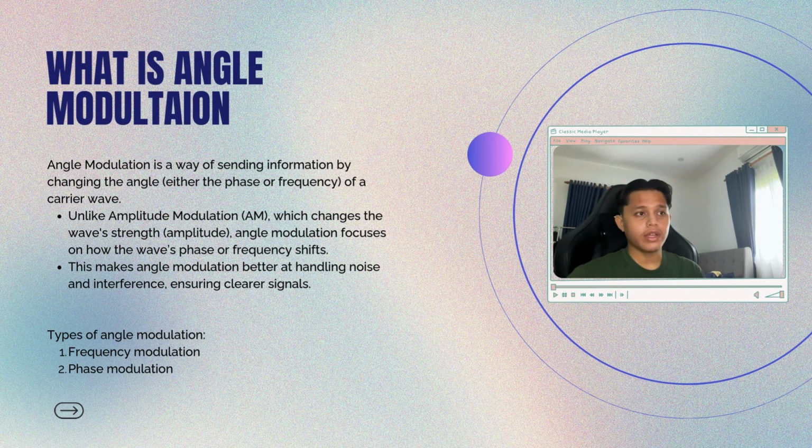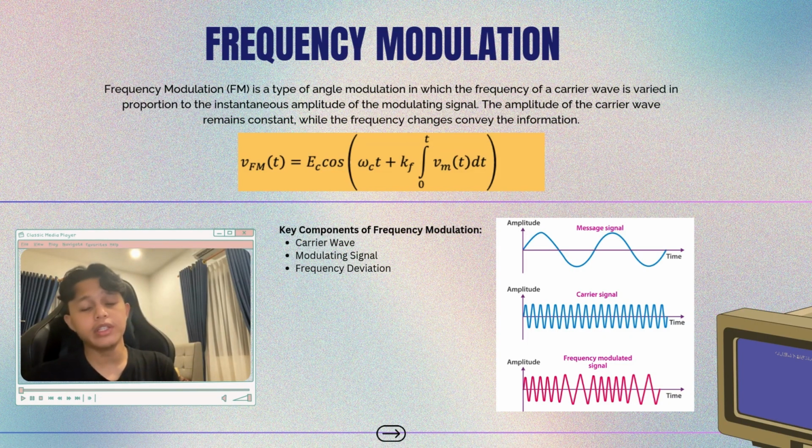There are two types of angle modulation: frequency modulation and phase modulation. Only two, just remember. So what is frequency modulation? Frequency modulation, or FM, is a type of angle modulation in which the frequency of a carrier wave is varied in proportion to the instantaneous amplitude of the modulating signal. The amplitude of the carrier wave remains constant while the frequency changes convey the information. You can see the equation. These are the key components of frequency modulation: carrier wave, modulating signal and frequency deviation.